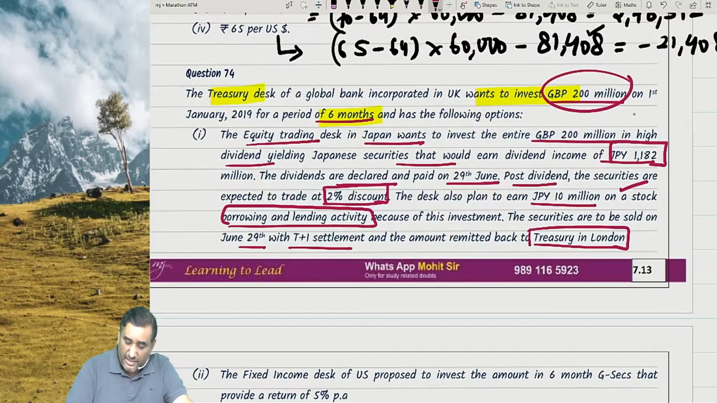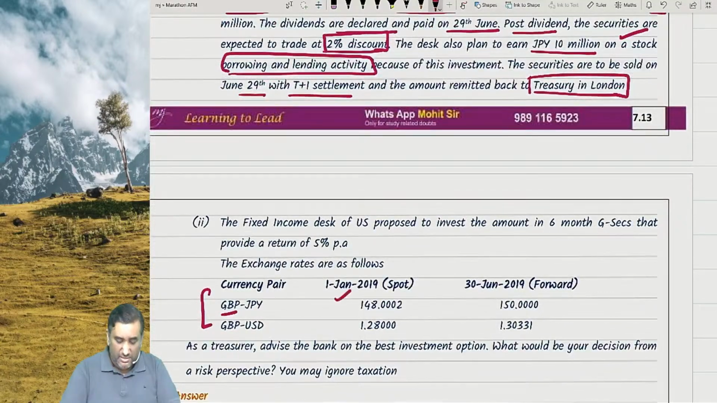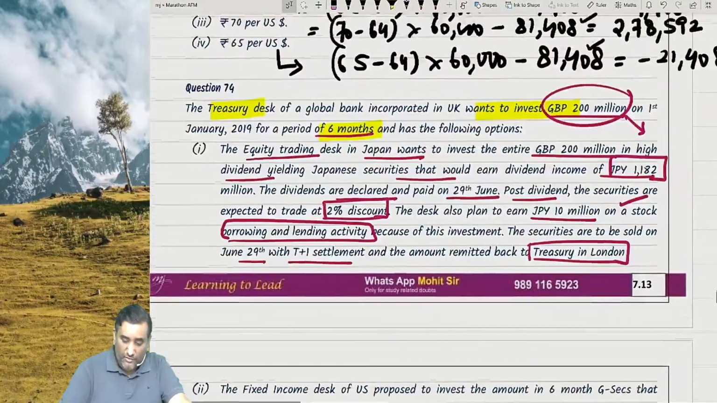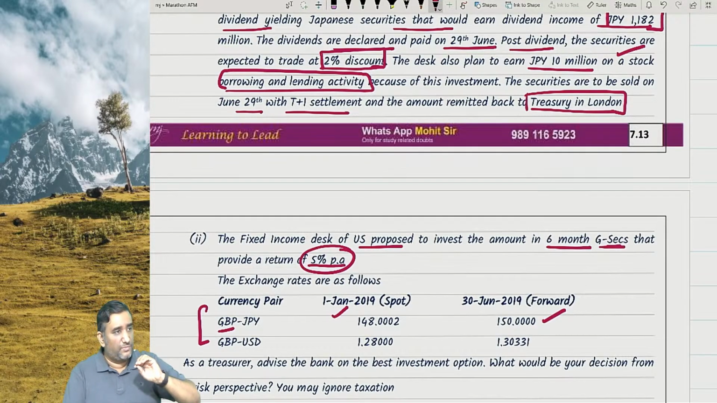Objective is 200 million, take it to Japan, invest in Japan at period 0, and at the end of June come back to what? UK. That means in period 0, you'll apply spot rate, convert into Japanese currency, then whatever Japanese currency you have at the end, reconvert back. Second option of investment is the fixed income desk of US, proposed to invest the amount in government securities. G-Secs provide a return of 5%. So one is from London pound, go to Japan, earn in Japan and come back to pound. Second is go to US at spot rate, earn in the US and come back at forward rate.